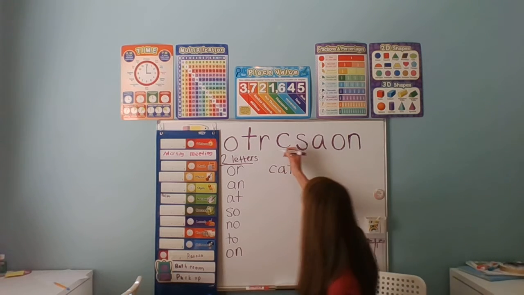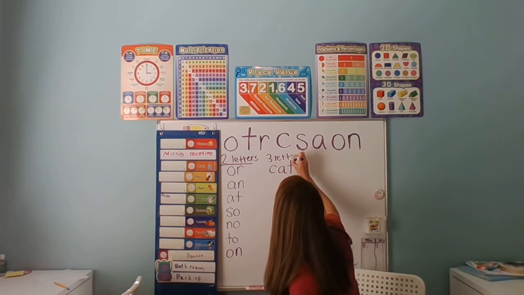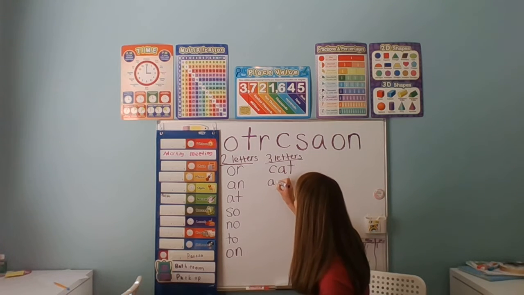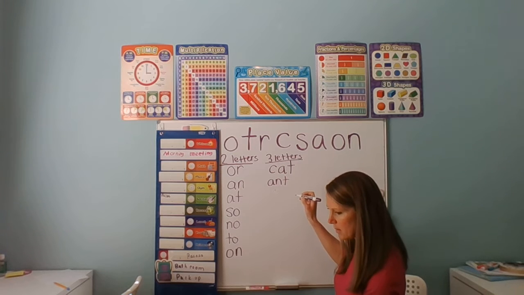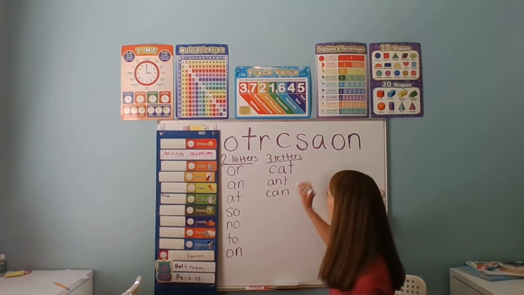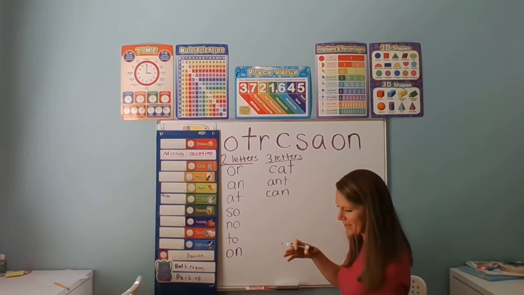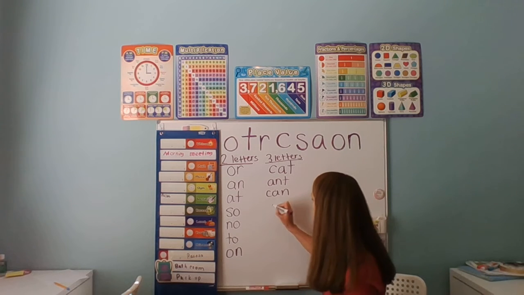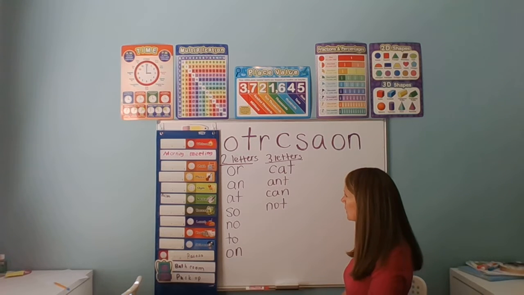All right, let's go on to 3 letters. Ant. Hang on just a second. Okay, ant. You have cat. Can. Cats. Well, cats would be 4 letters, right? So, just 3. Let's let Ava finish. Not.